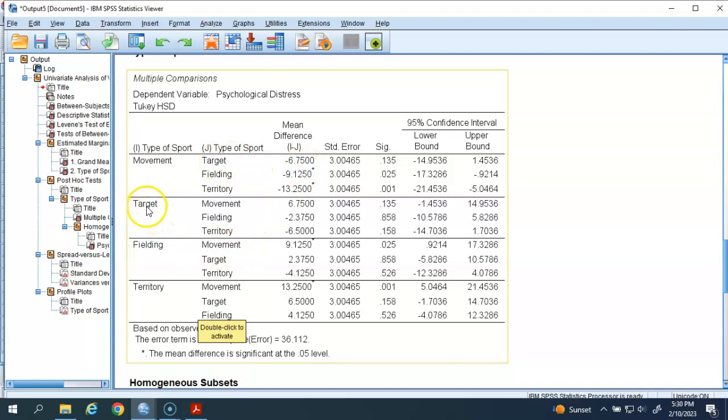We'll see if we took the mean of target and the mean of movement, we get the reflex of that. It's positive instead of negative, 6.75. So these two are going to be the same analysis effectively. So if we were reporting these, we'd only report half of these.